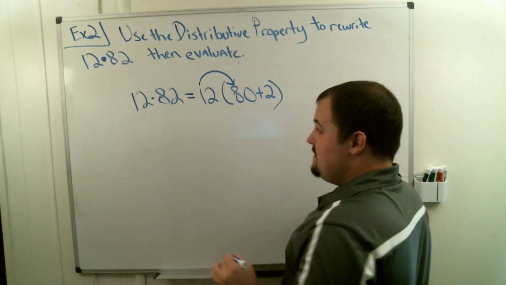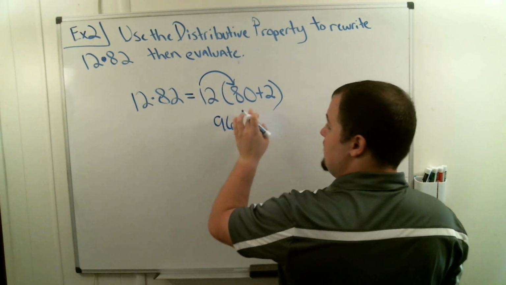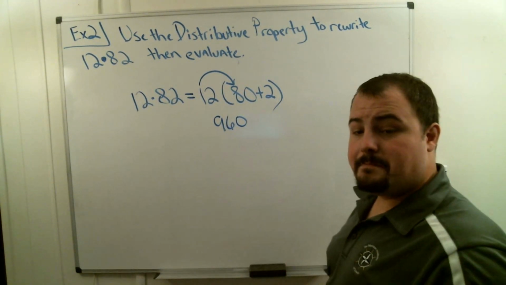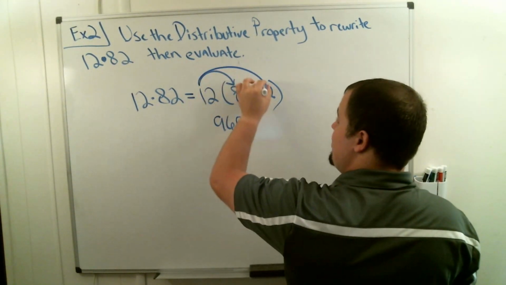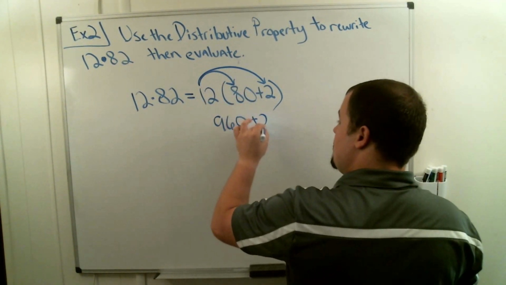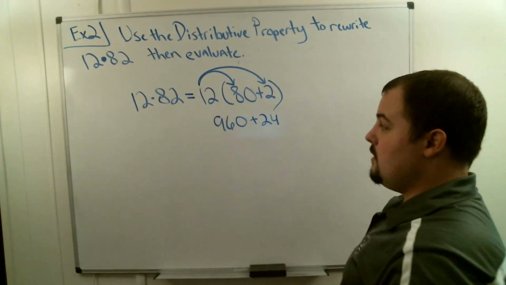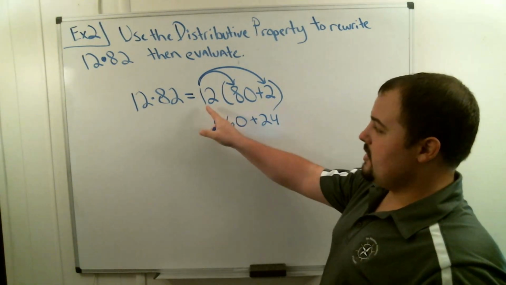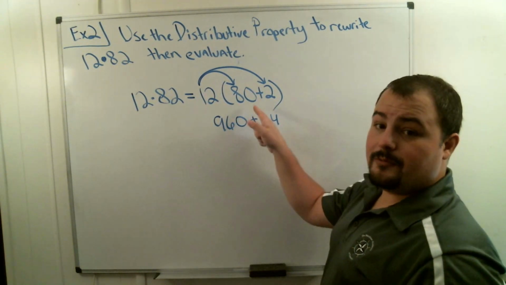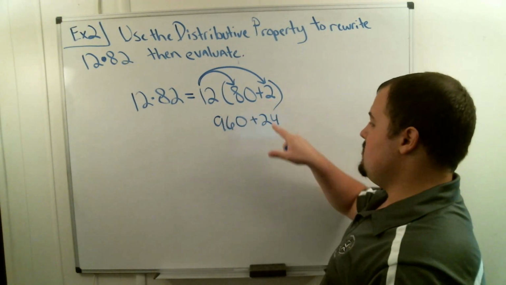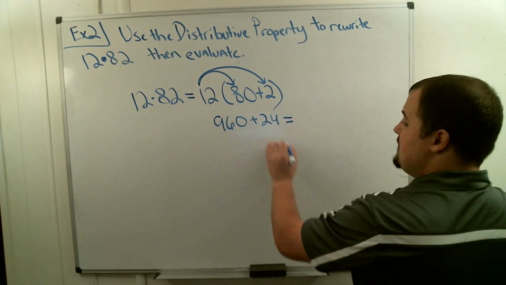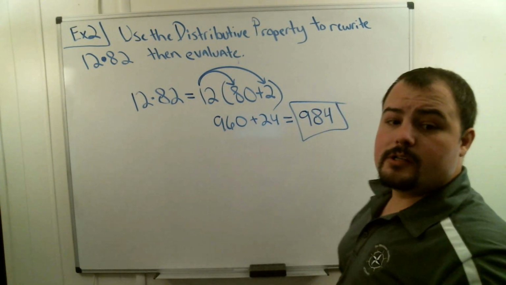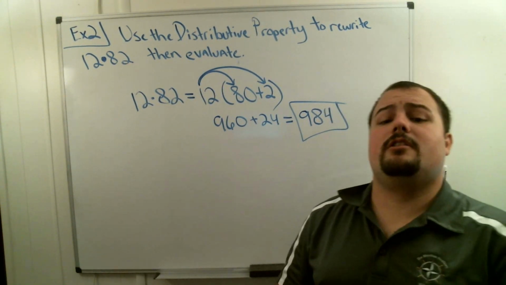Well, I know that 12 times 8 is 96, and since I have a 0 here, I'm going to add a 0 at the end, so I have 960. Then I know that 12 times 2 is 24. So I really have 12 times 80 and 12 times 2. Now notice I did 12 times 8, got 96, added the 0 because of the 0 that's here. 12 times 2, that's 24. Now when we add these together, we'll get 984. So I just figured out what the answer was by doing the distribution property.